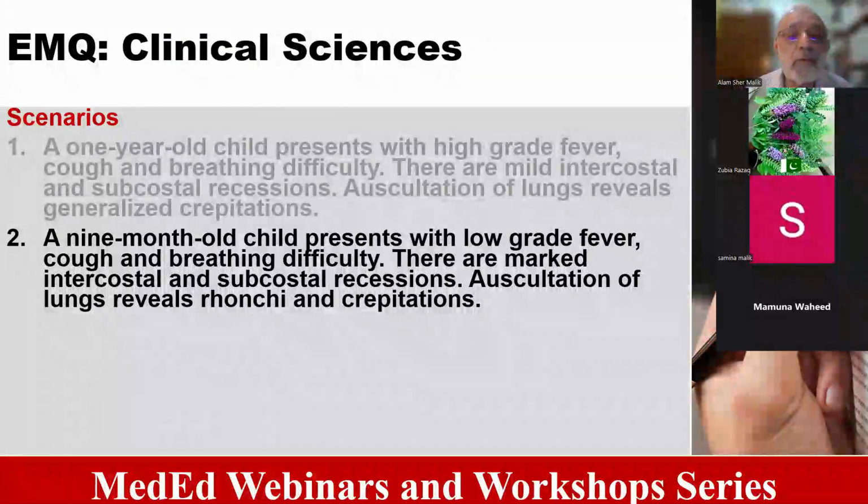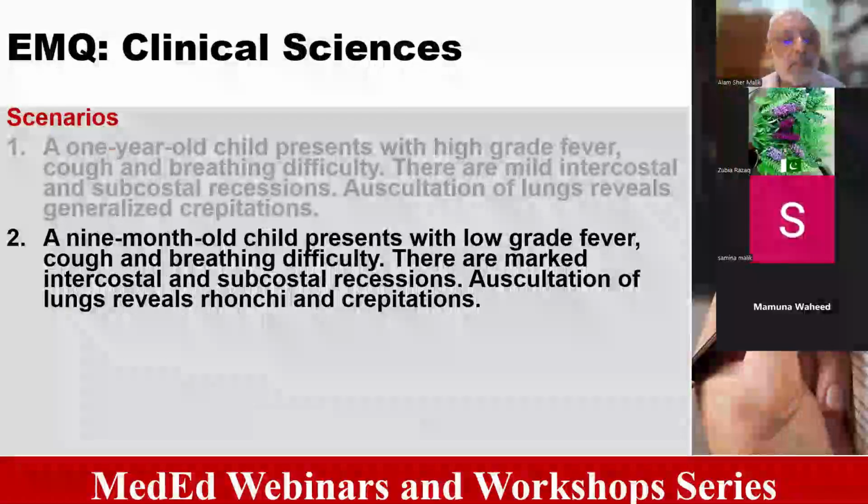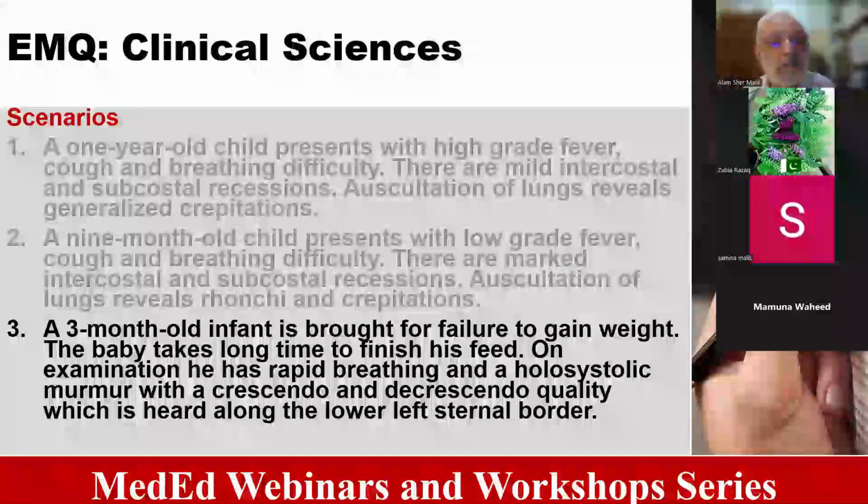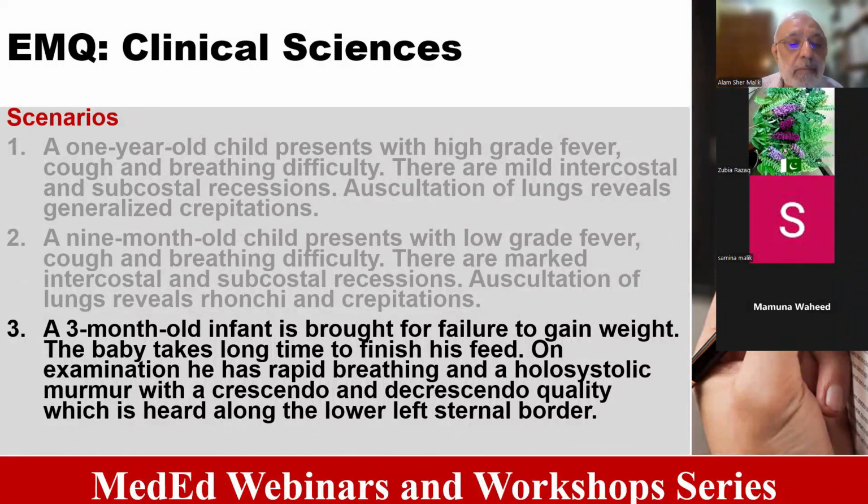2, a 9-month-old child presents with low-grade fever, cough, and breathing difficulty. There are marked intercostal and subcostal recessions. Auscultation of lungs reveals rhonchi and crepitations. And 3, a 3-month-old infant is brought for failure to gain weight. The baby takes a long time to finish his feed. On examination, he has rapid breathing and a harsh systolic murmur with crescendo and decrescendo quality, which is heard along the lower left sternal border.